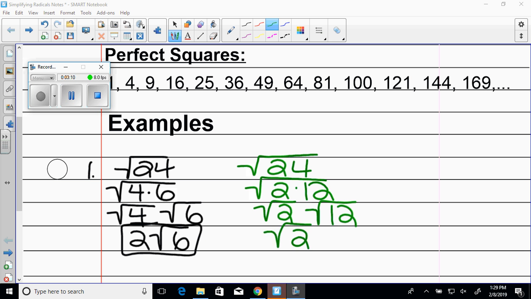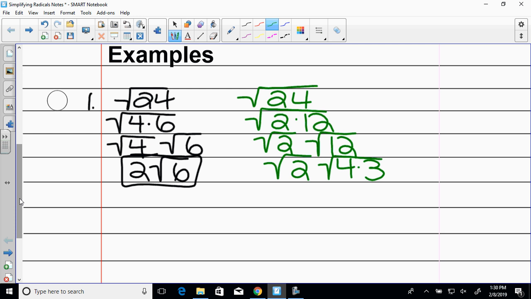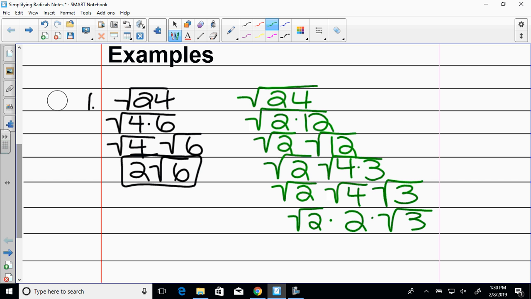But 12 would be 4 times 3. And so now we have 4 times 3. We can separate that apart. So we got square root of 2 times the square root of 4 times the square root of 3. And then we can't take the square root of 2, so we're going to leave that under. The square root of 4 is 2, so we're going to take that out. And we can't do anything with the square root of 3, so we're going to leave it.